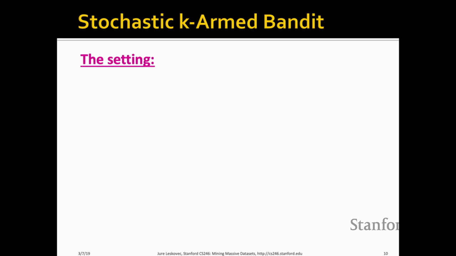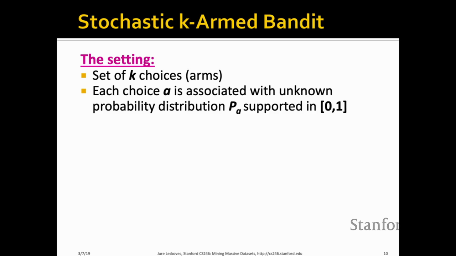Perfect. So let's formalize the setting. This is called the stochastic K-arm bandit. The setting is the following. K will be throughout the whole lecture our number of arms. So we have basically K choices, and each choice A is associated with an unknown probability distribution that goes from 0 to 1. And we're going to be playing the game for T rounds. So T is our time variable.